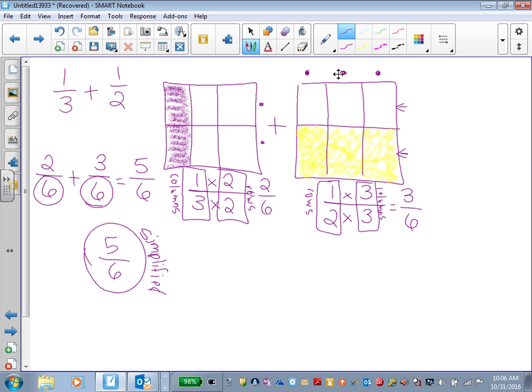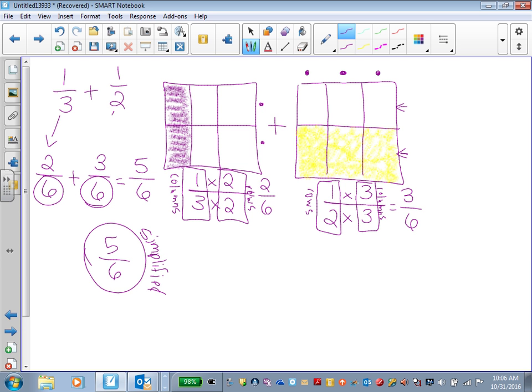Okay, any questions on that one? Got a lot of people not paying attention right now. Cameron. I'm sorry, say that again. Because we started out with 1/3 plus 1/2. Now we're 2/6 plus 3/6 equals 5/6. It's not nothing. That 1/3 is equivalent to 2/6.